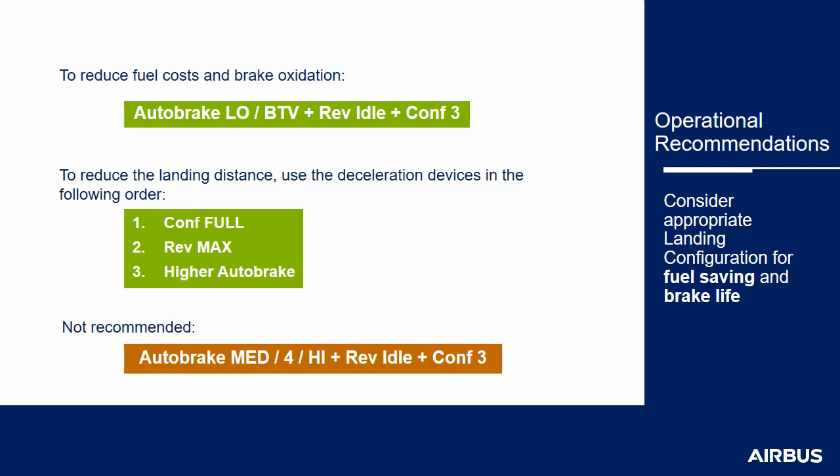Do not try to save fuel if performance does not permit it. Auto brake med or 4 or high plus rev idle plus conf-free is not recommended. If you use the highest auto brake mode, it should be for performance reasons. In this case, it is better to use conf-full and reverse max in order to minimize the amount of energy absorbed by the brakes.